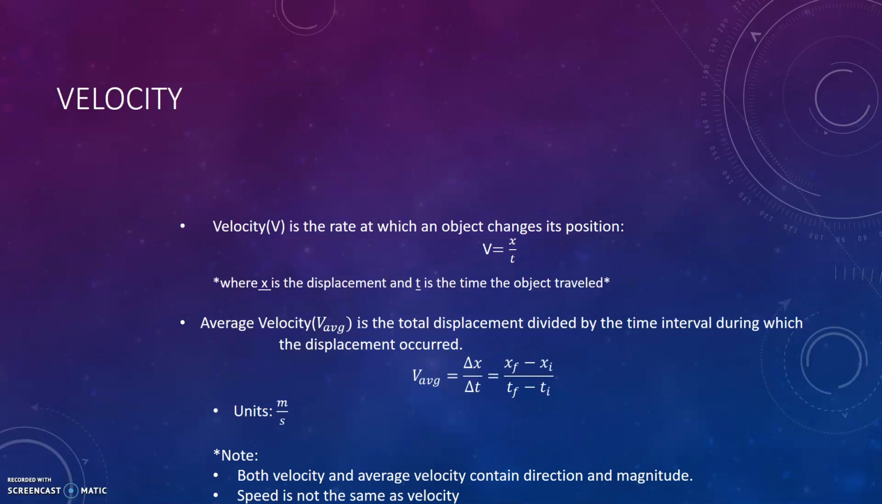Note, both velocity and average velocity contain a direction and a magnitude. Also very important to note that speed is not the same as velocity. Speed does not contain a direction.